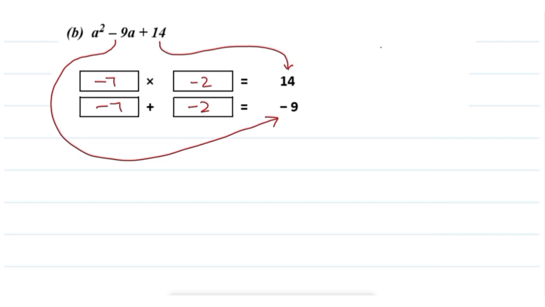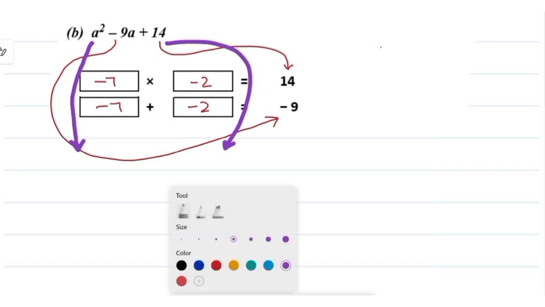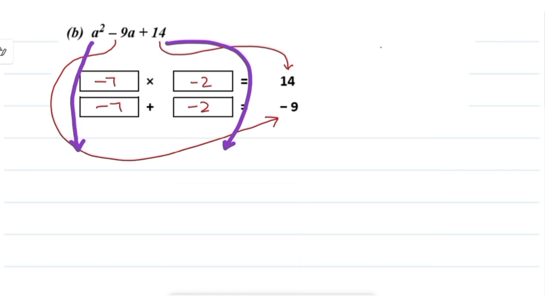The first term remains the same, so the first term will be a square, and the last term remains the same, which is 14. So we'll write this as a square, -7a, and then -2a, and then plus 14.